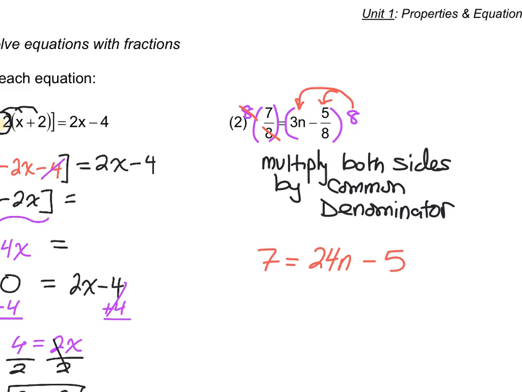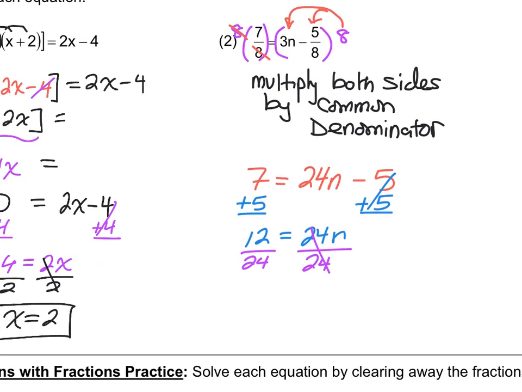So, next step. Add that 5. So 12 is equal to 24n. Final step. Divide by 24. Exactly, very good. And what is 12 over 24 equivalent to? 1/2.